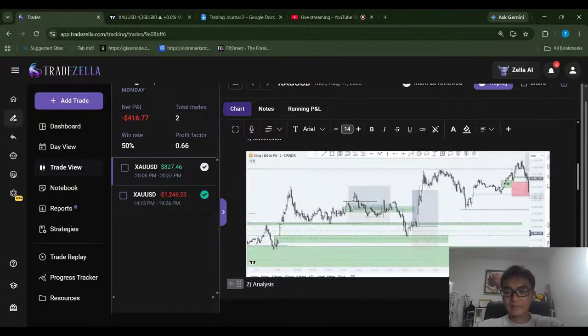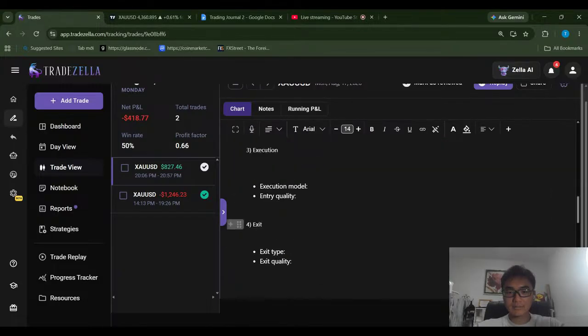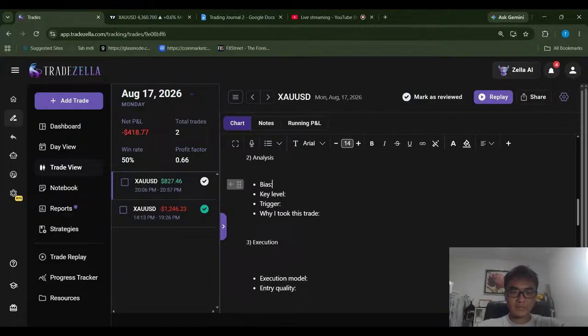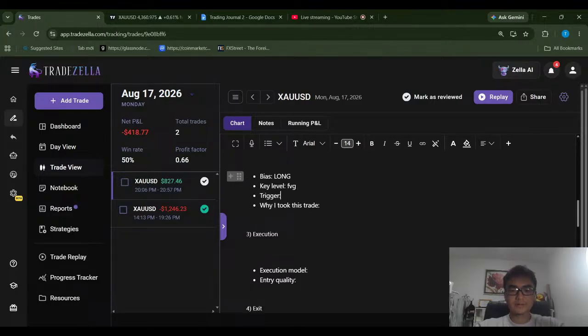I have the same analysis as the previous one on this losing trade. For the bias, I have the long bias. For the key level, I have the FVG. The trigger is the FVG plus liquidity sweep. Liquidity sweep is the main reason.